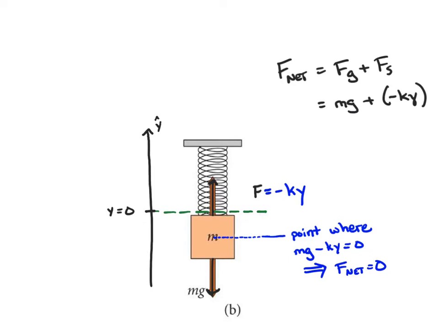To keep track of things, we're going to go ahead and label this particular y-coordinate, the delta S from the original relaxed length of the spring, y equals d.